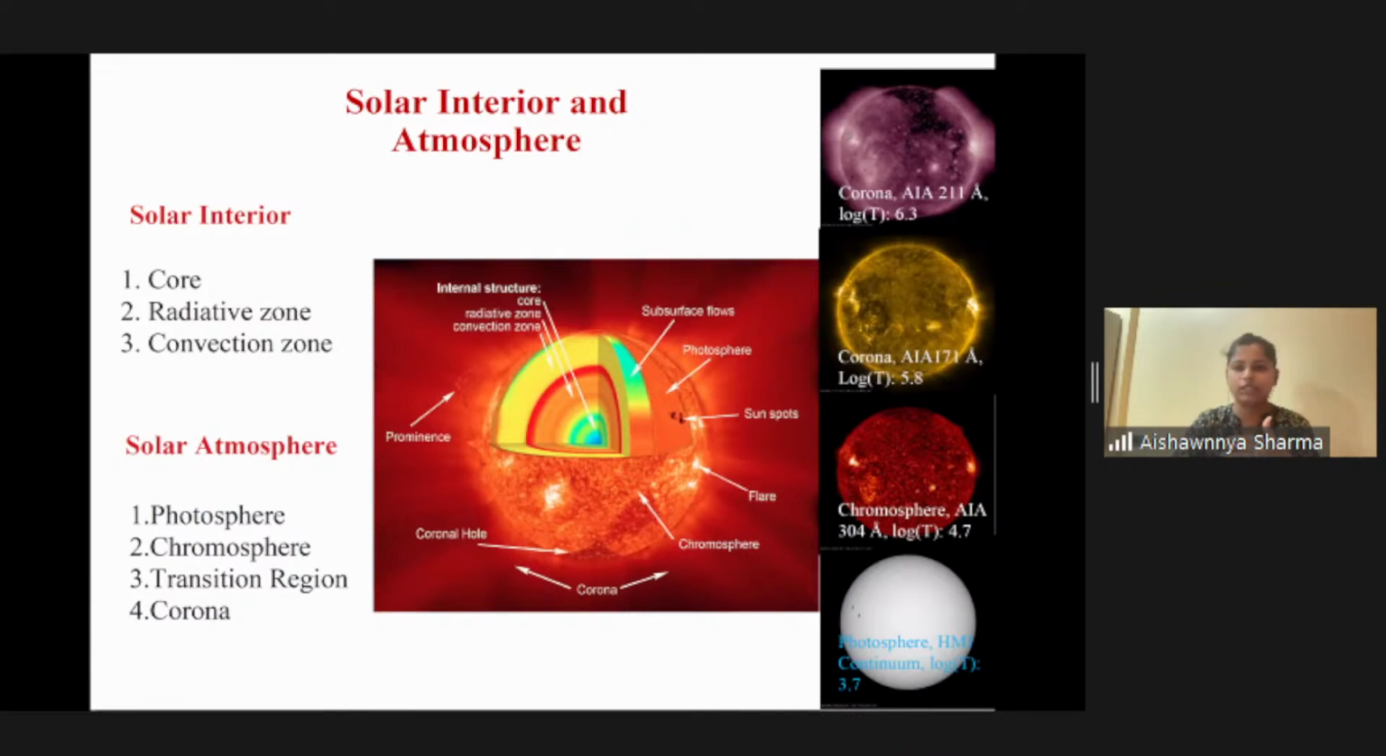On the right, the photosphere is very calm, then the chromosphere, and as we go up to the corona, I'm showing it in two wavelengths: AIA 171 and AIA 211. Different wavelengths mean different temperatures, so the temperature is actually increasing with height. So this is what our solar atmosphere is. Next slide.